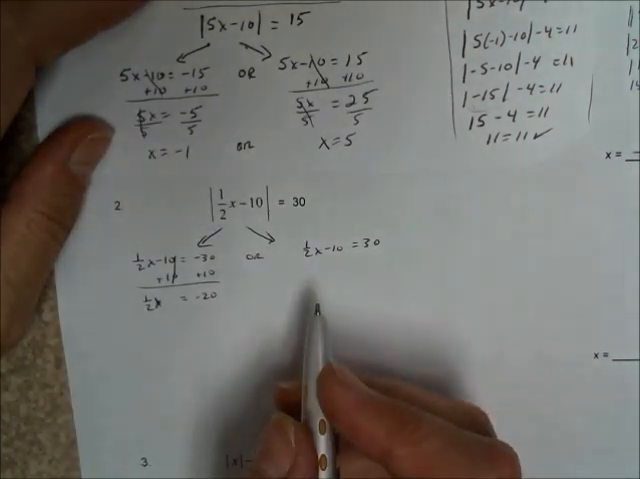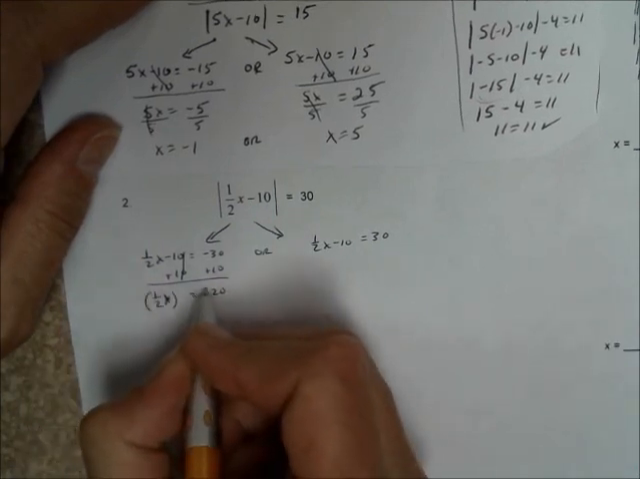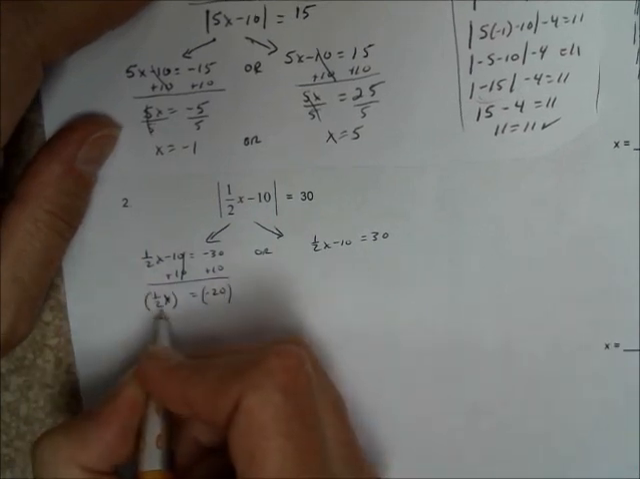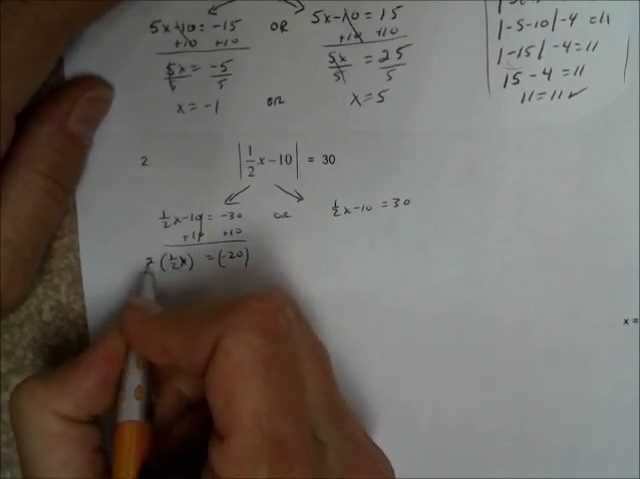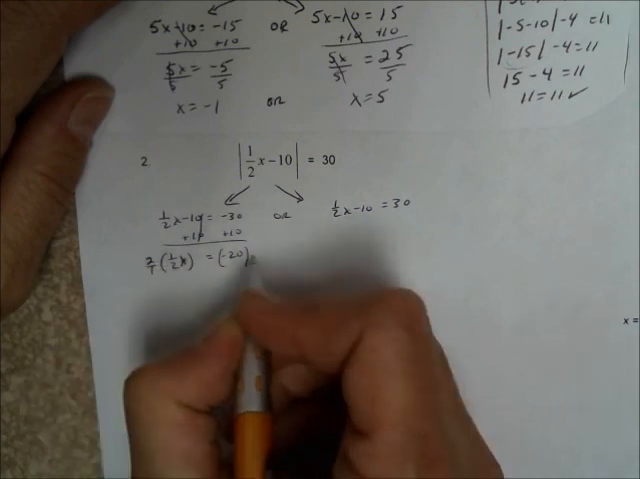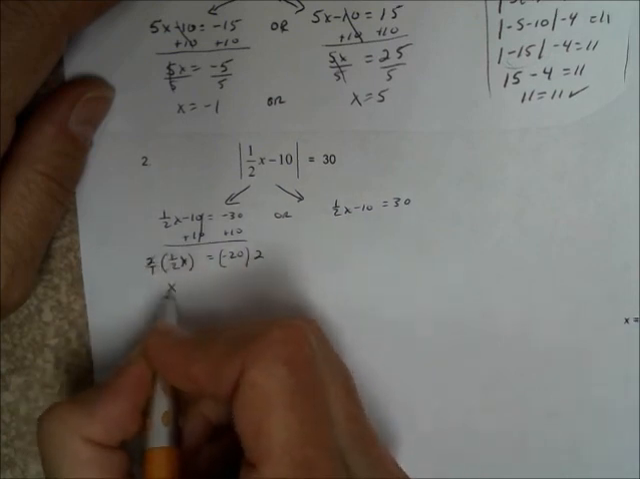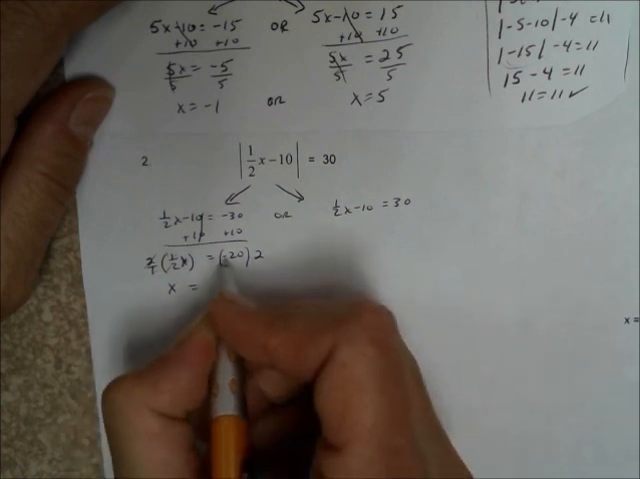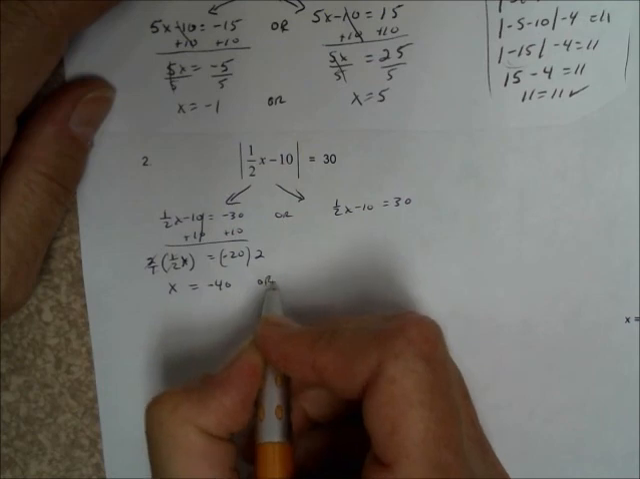Now to get rid of a fraction coefficient, you're not going to divide both sides by 1/2 like you divide by an integer. What you're going to do is multiply both sides by the reciprocal of this fraction. So the reciprocal of 1/2 is 2 over 1, or 2. So you're just going to multiply both sides by 2 because that makes those 2's cancel, and you're going to get left with x is equal to negative 20 times 2, which is negative 40. So there's one potential answer.